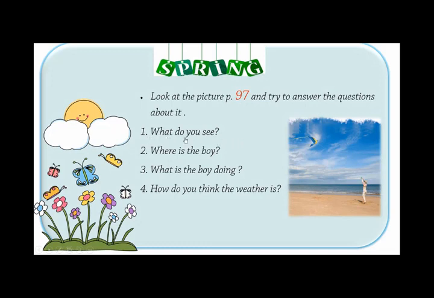1. What do you see? This is a boy. He's playing. Where is the boy? The boy is at the beach or at the seashore. Yes, great. What is the boy doing? The boy is flying a kite. He's playing happily with his kite.